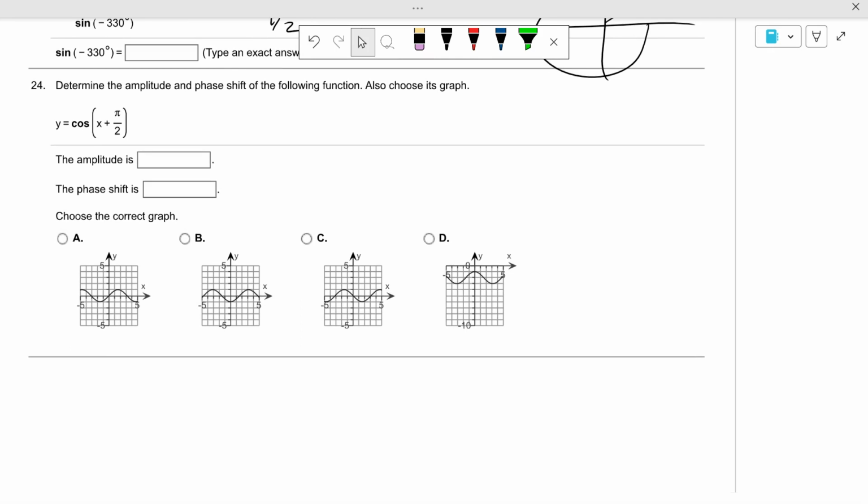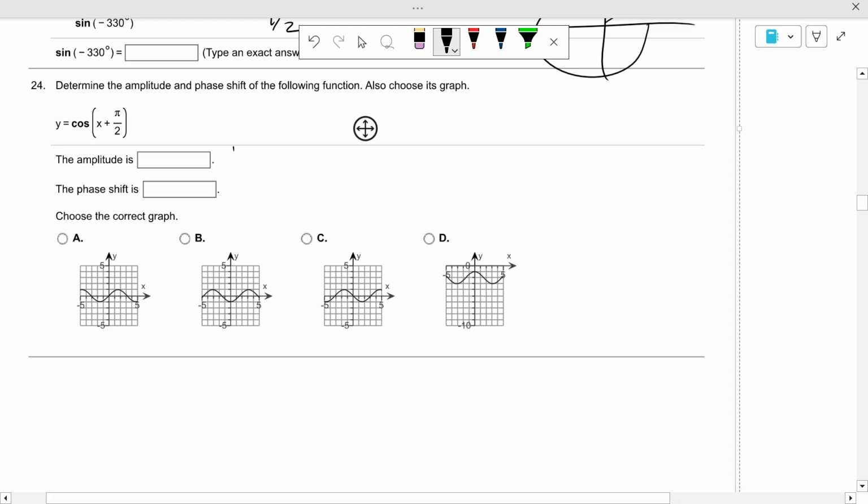Okay? The amplitude is the difference from the highest to the lowest divided by 2. Well, each of these, the difference between the highest and lowest is 2. Divided by 2 is 1. The phase shift, how far does it shift right or left? This shifts left pi over 2, so it's a negative pi over 2 that it shifts.